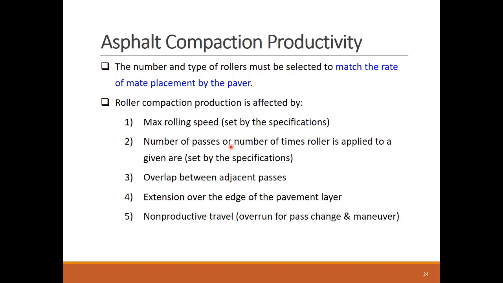Planning the asphalt compaction operation requires determining the roller types and speeds to match the rate of asphalt production and placement. The productivity of the roller compaction is dependent on the following parameters, which we already covered in the previous slide. The last parameter is to account for the non-productive roller times that require increasing a little the ideal roller speed to compensate for maneuvering.